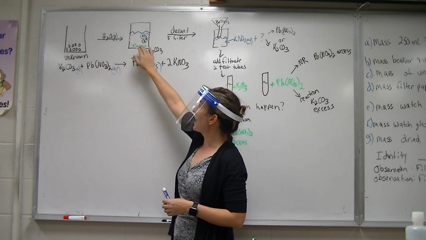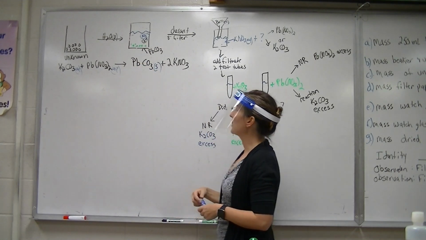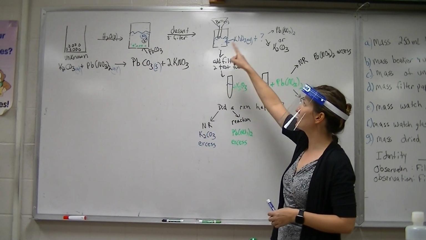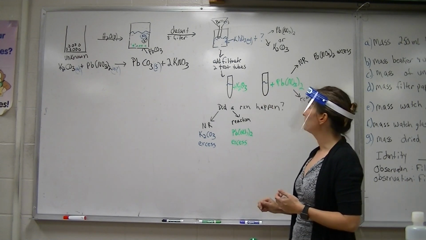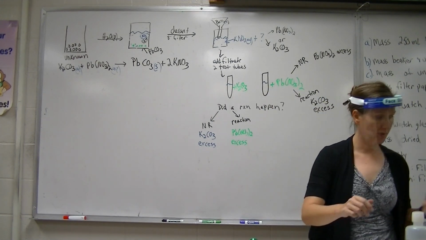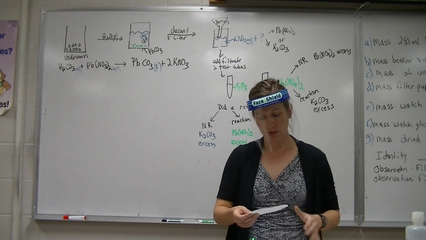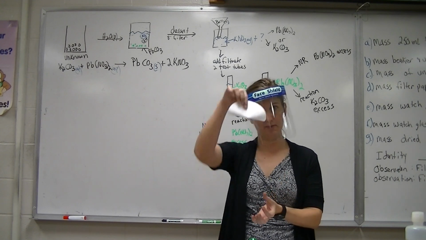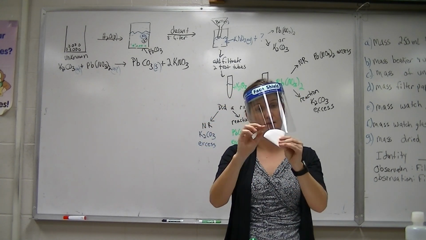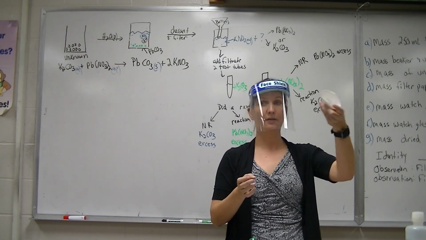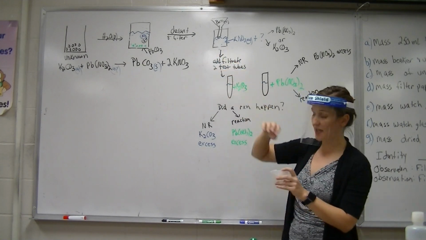So over here we have our lead(II) carbonate solid. We have our aqueous potassium nitrate. And what we're going to do is set up a gravity filtration setup. We've done this once before, where we take a funnel, we get a piece of filter paper, and we flute it. So we fold it in half, and then fold it in half again, and it makes a nice little pocket. Okay, so you'll put this in your funnel to catch the solid.